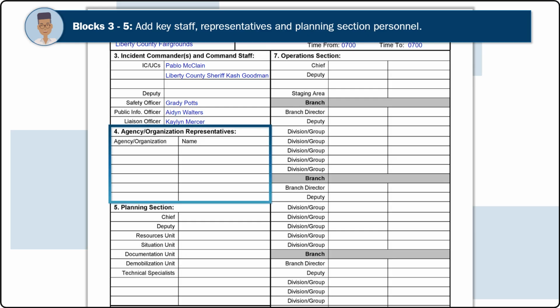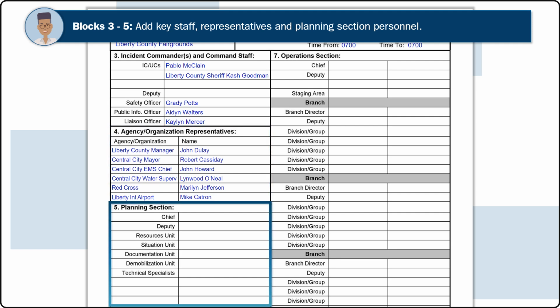In Block 4, you would enter various agencies and organizations on the left, and the names of their representatives on the right. These are people who aren't represented in the incident organization structure, but have a leadership or support role to the response. They can be agency administrators, top government positions, or liaisons.